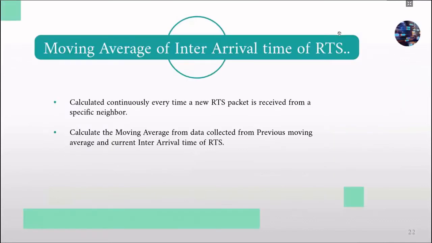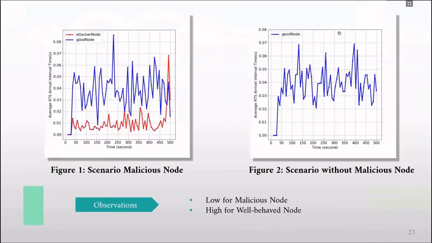And the final one is the moving average of interarrival of RTS packets. Actually, interarrival time of RTS packets is calculated continuously every time a new RTS packet is received from a specific neighbor. Now we will see two graphs.